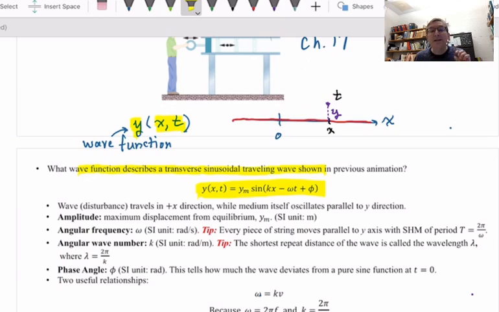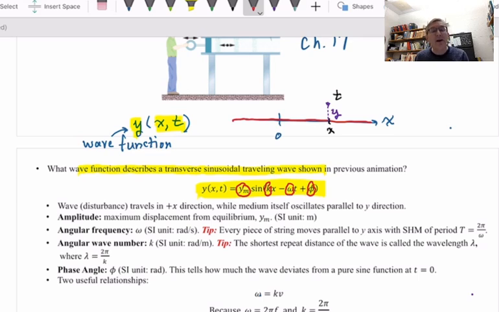First, let me go through and circle all the things that are constants in this wave function. This symbol y max is a constant. The symbol k is a constant. The symbol omega is a constant. Yes, that's the same omega we used in chapter 15. The symbol phi is a constant.